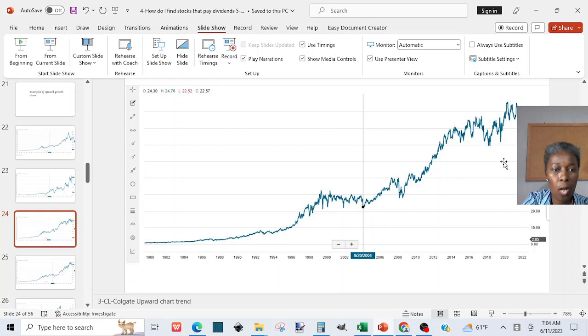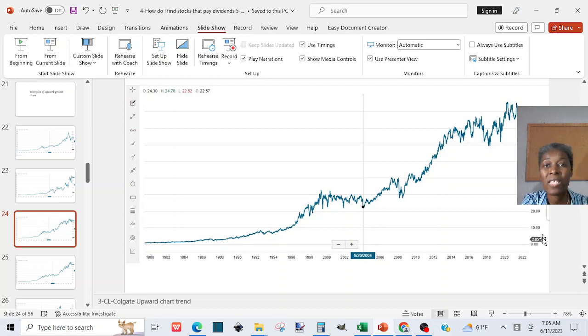So this is Colgate's company, and I'll call this an upward trend. It has growth to it, just by comparing when they started, how much they were selling for, to now. So they were selling for around $2, and now $75. So you can see the difference. So you want that growth.